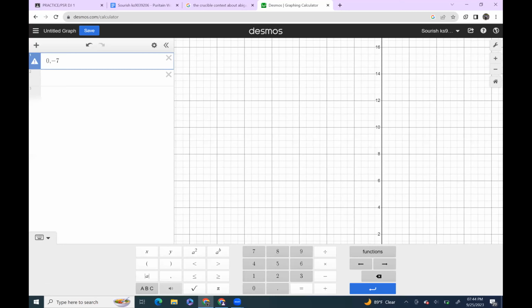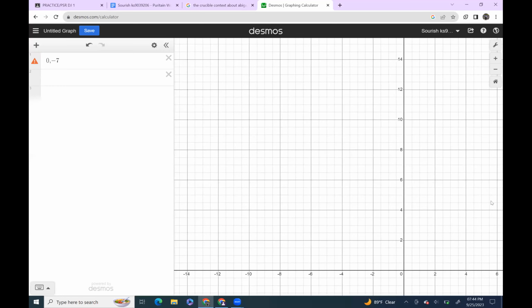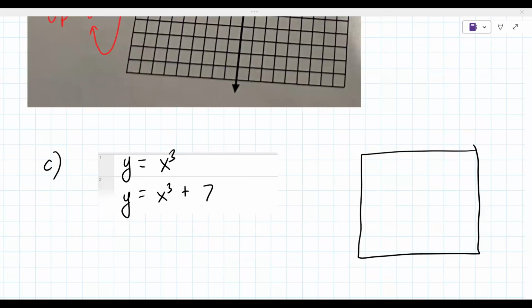Okay, I don't even know how to plot the point. Where do I plot? All right, I'm going to take over. Okay, do you see my screen now? Yeah. What did I write here? y equals x cubed, y equals x cubed plus 7. Yeah. What did you write?